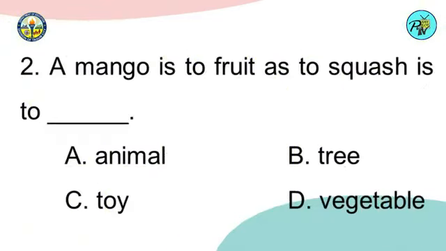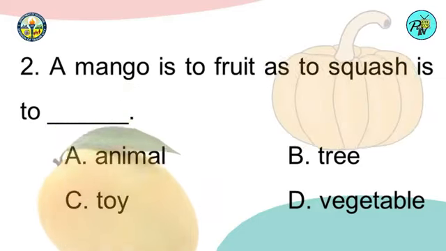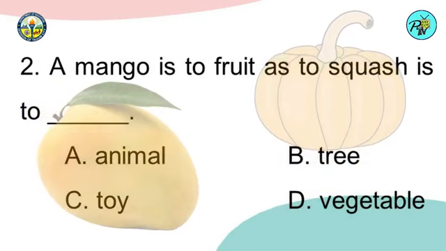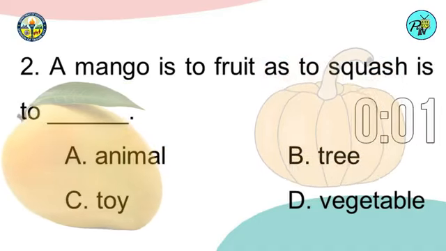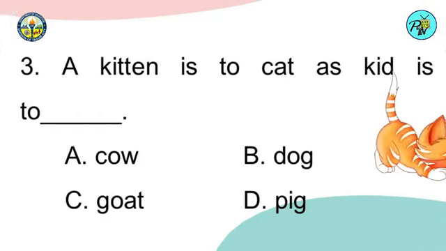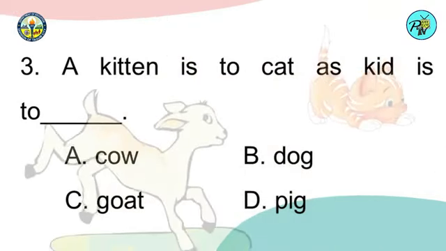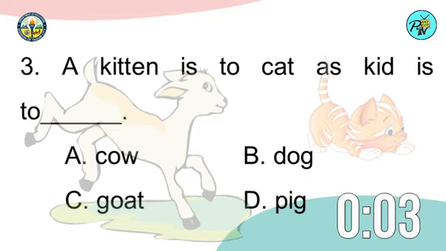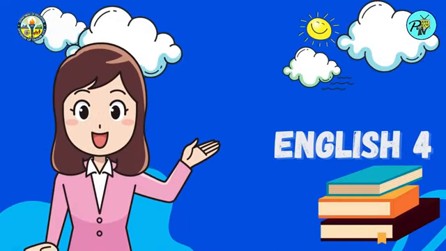Number 2. A mango is to fruit as a squash is to A animal, B tree, C toy, D vegetable. Number 3. A kitten is to cat as kid is to A cow, B dog, C goat, D pig. Were you able to answer all the questions?